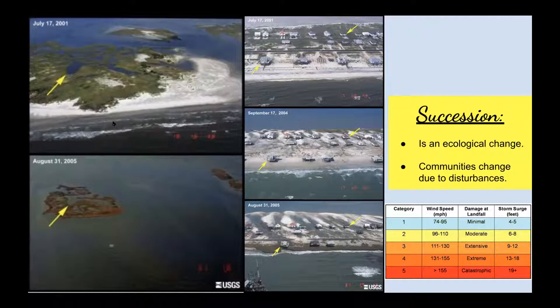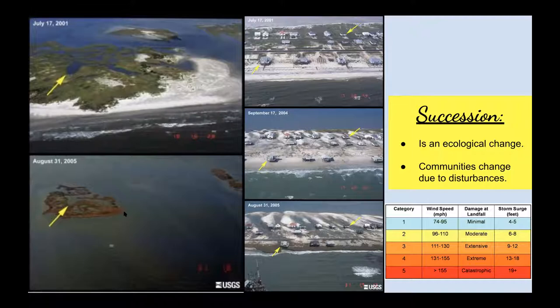Here we have the Chandeleur Islands. This is 2001 versus 2005, so it's a before and after. We know that Katrina hit in August of 2005, and that hurricane stripped away over 85% of those Chandeleur Islands.